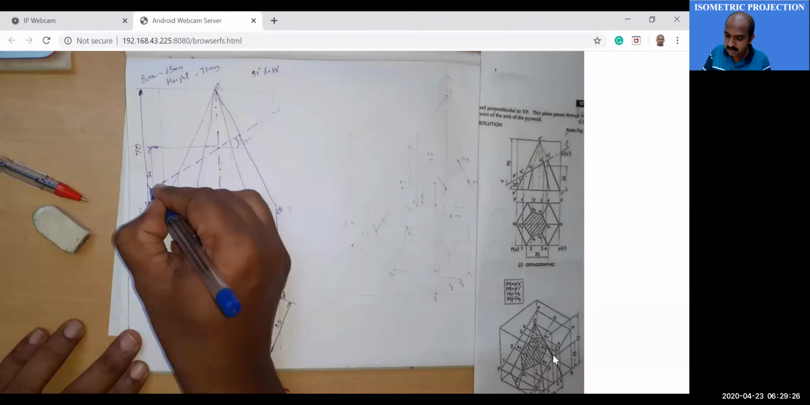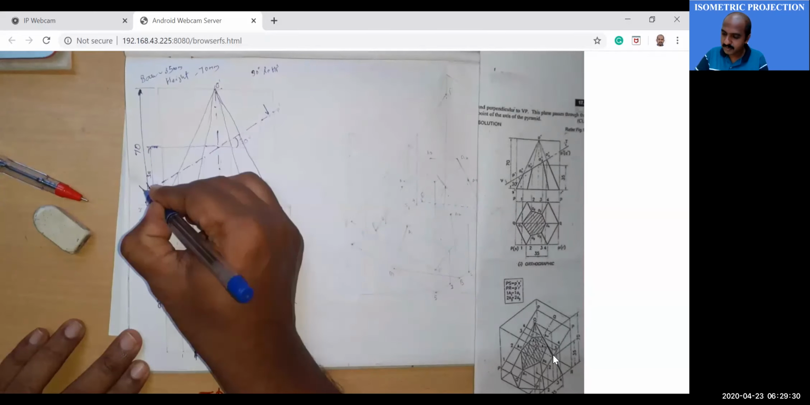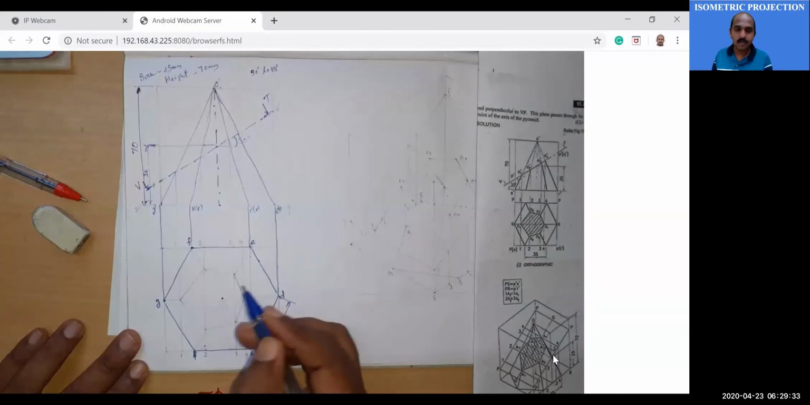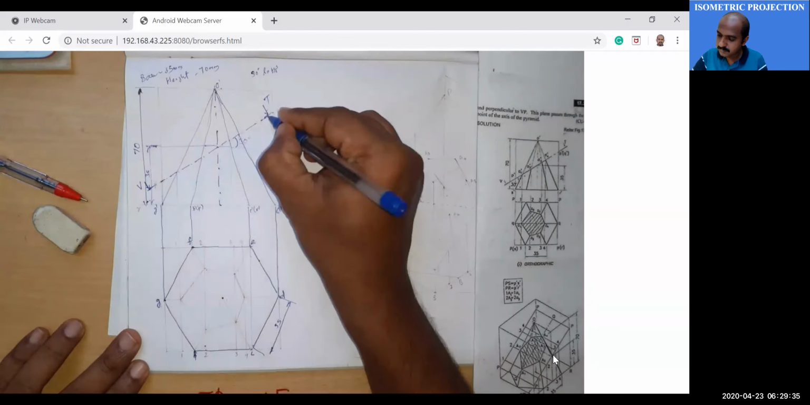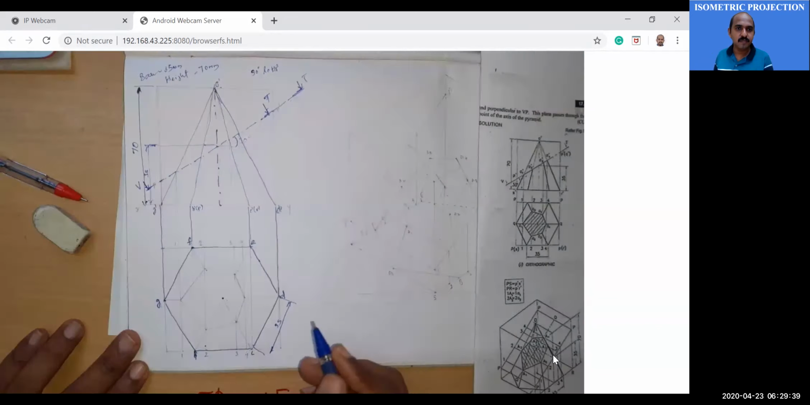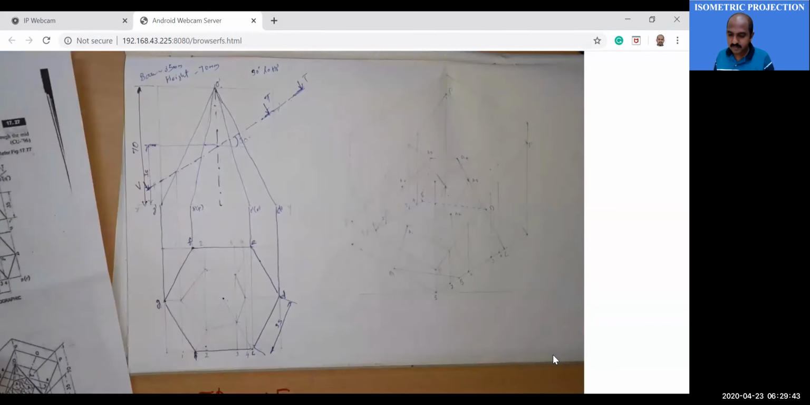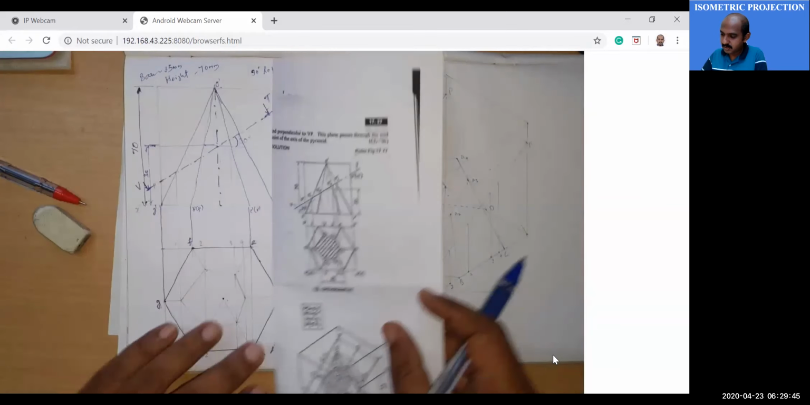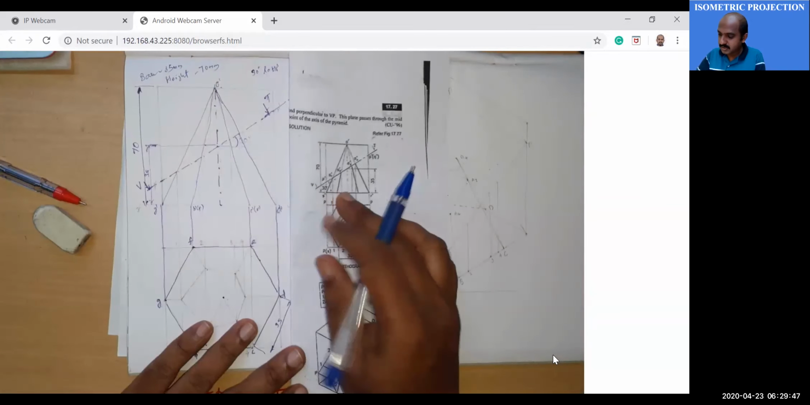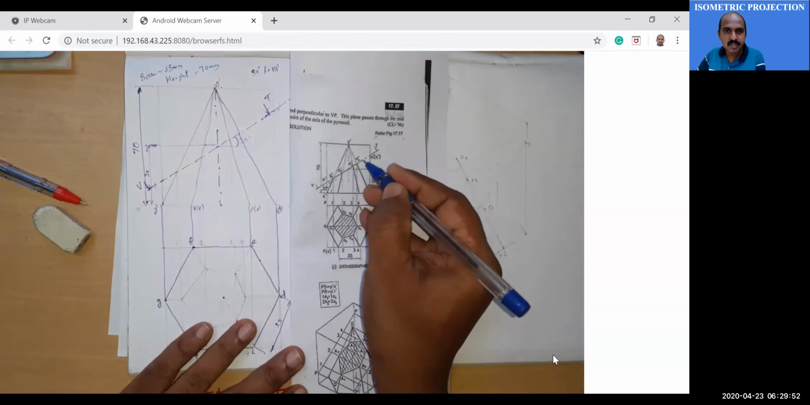And here we can mark it as VT. VT is a section plane. It would be outside. This is your VT. Now you can mark each cutting point in the front view. Here it is. I hope you can see A1 dash, A2 dash, A3 dash, and A4 dash.